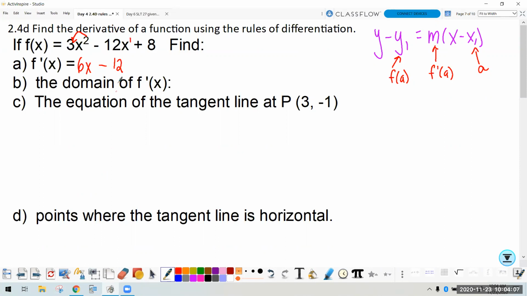What questions do you have on applying that power rule? What happened to the plus 8? So plus 8 is a constant. And that very first rule is when you have a constant, the derivative, the slope of a constant is 0, because it's that horizontal line. There is no slope.